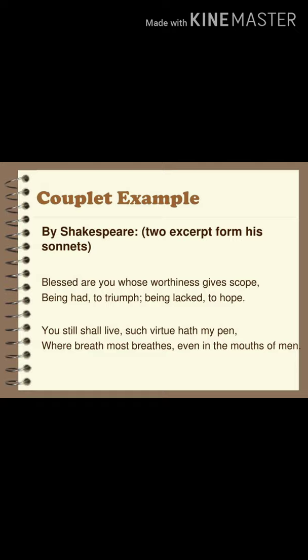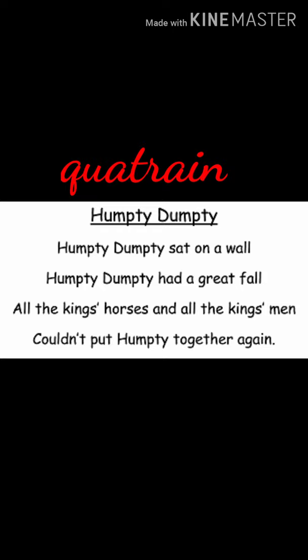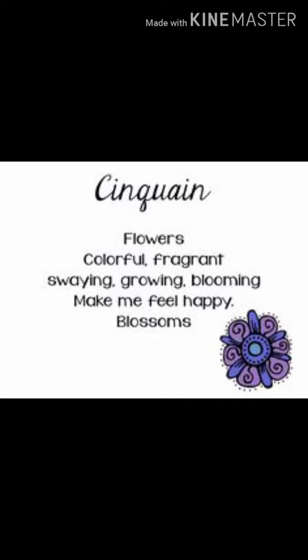The next example is a tercet. Tercet means consisting of 3 lines. Generally, the rhyme scheme is AAA or ABA. Next element of poetry is a quatrain. Quatrain, by the name, consists of 4 lines. A very famous example of a quatrain poem is Humpty Dumpty. Next example, cinquain. Cinquain consists of 5 lines and you can see the example on the screen.